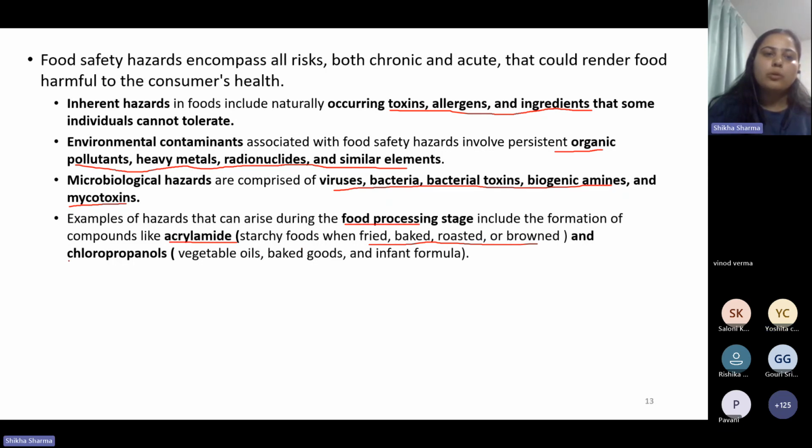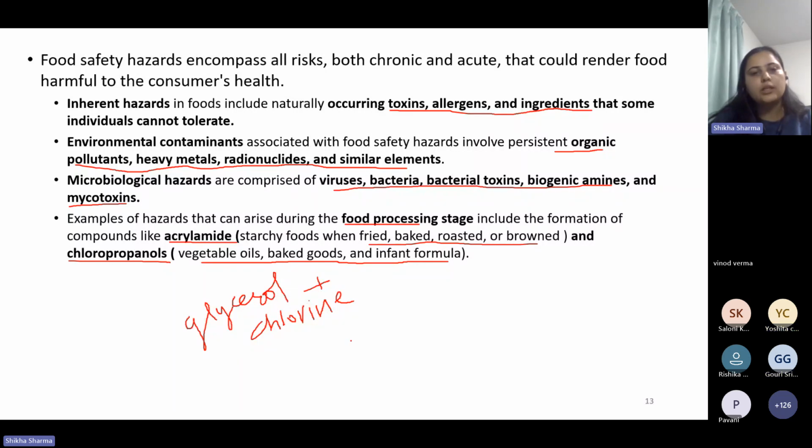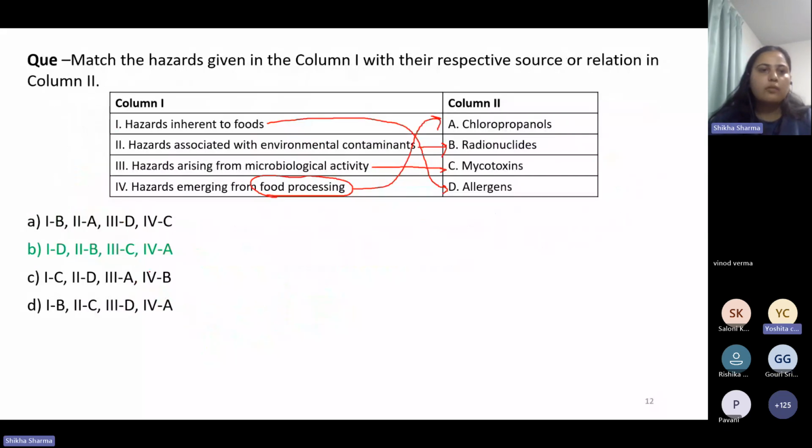The second compound is chloropropanols. They are basically found in vegetable oils, baked goods, and infant formulas. And they basically form when glycerol reacts with chlorine in acidic condition, forming chloropropanols. So our option B is correct.